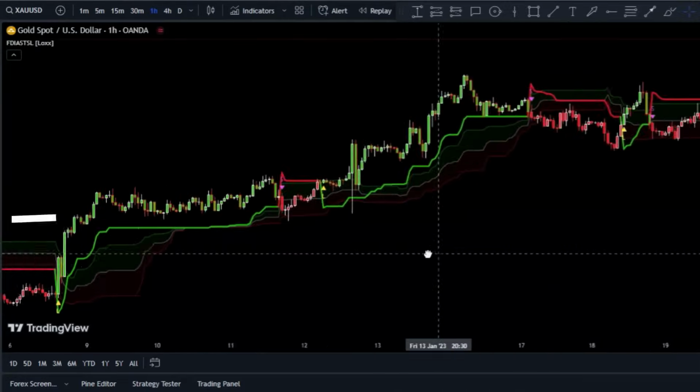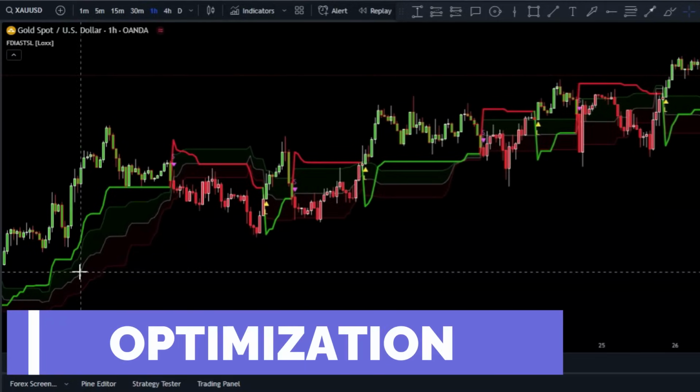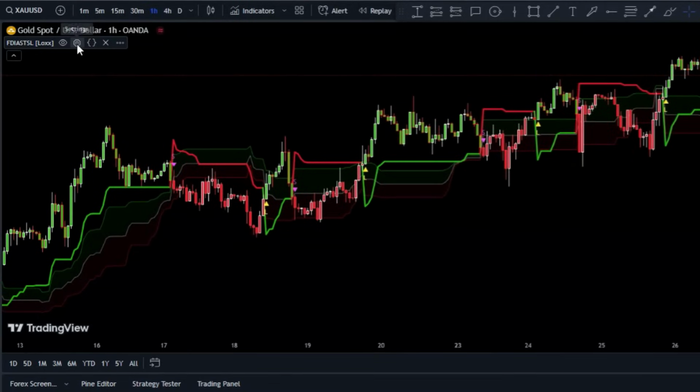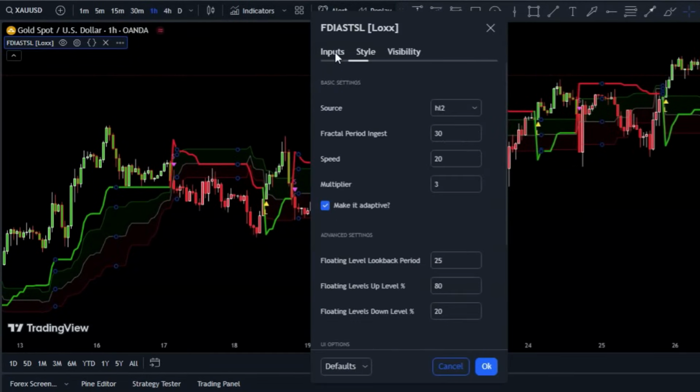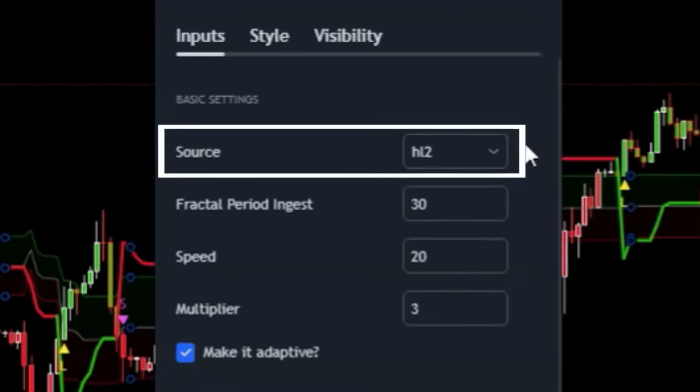Now we need to optimize the settings for this indicator before using it as a trading tool. Go to the indicator settings and adjust them to find the best values, similar to how it's shown in the video.